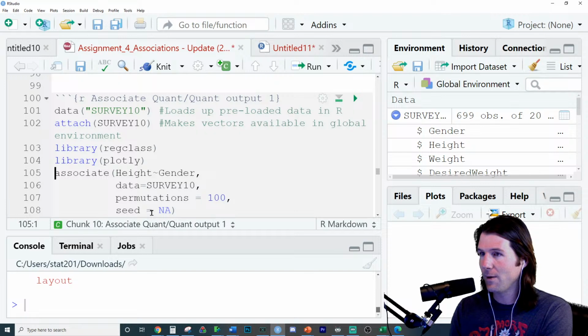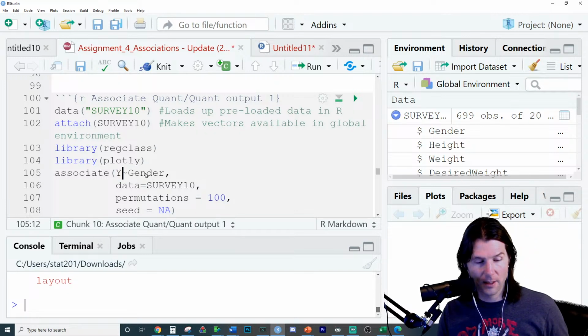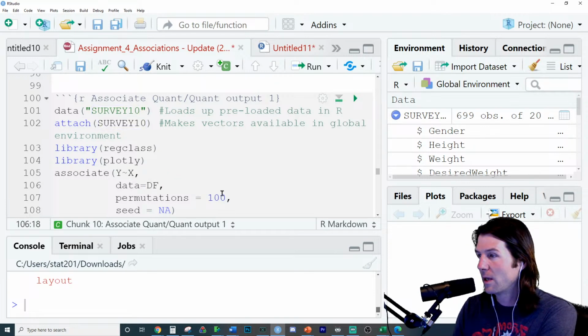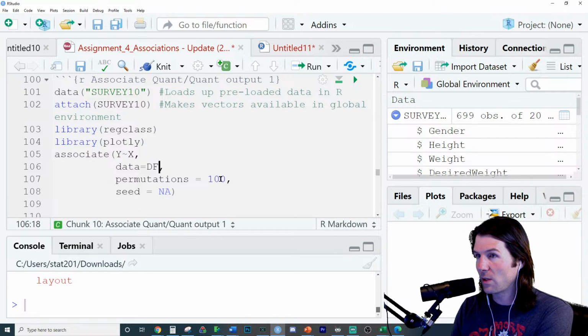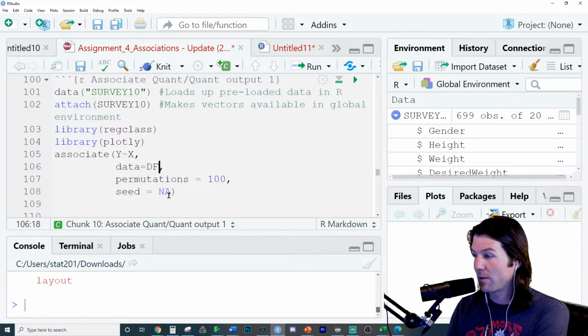Okay, with this right here, we've got the associate function. What is the formula right here? It is y tilde x, comma data equals, and that's the name of the data frame. We have the permutations we're using, which is how many permutations we're running, 100 permutations. And then we have the seed.